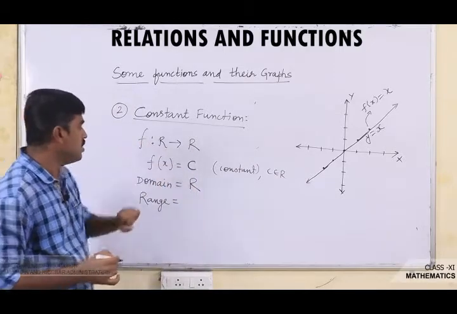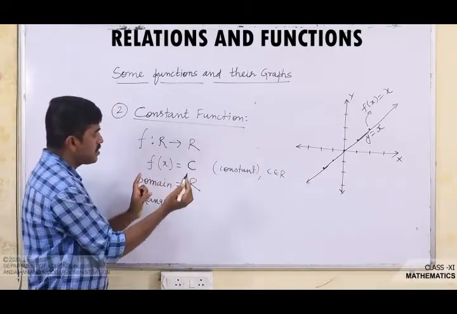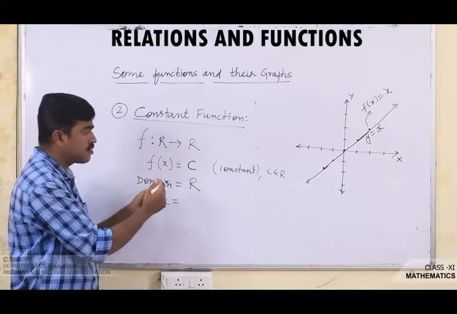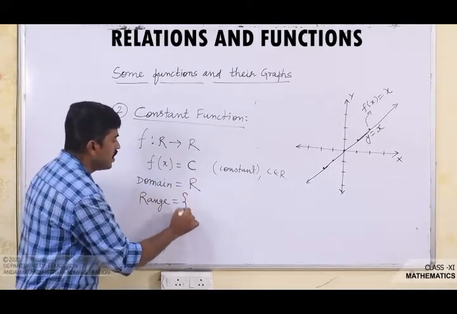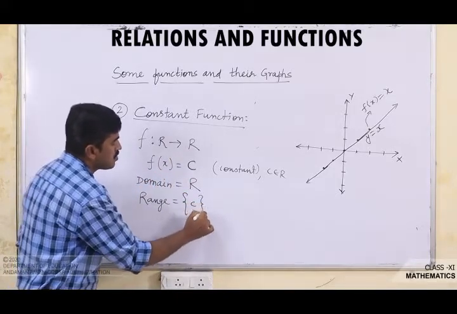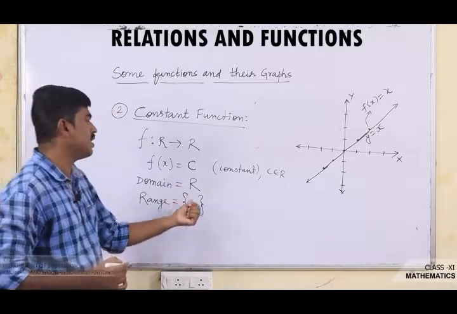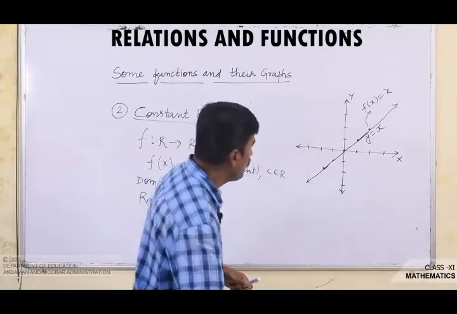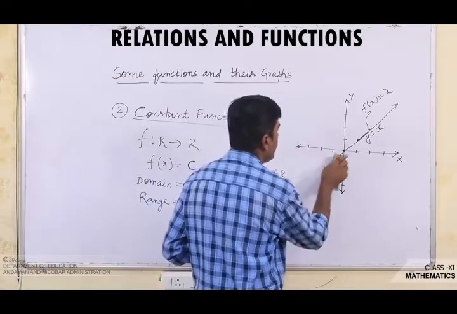f(x) is equal to c. That means the image of x is c. Whatever may be the value of x, the image is c. So the range of this function is the set containing the element c. Now we will see the graph of this function.